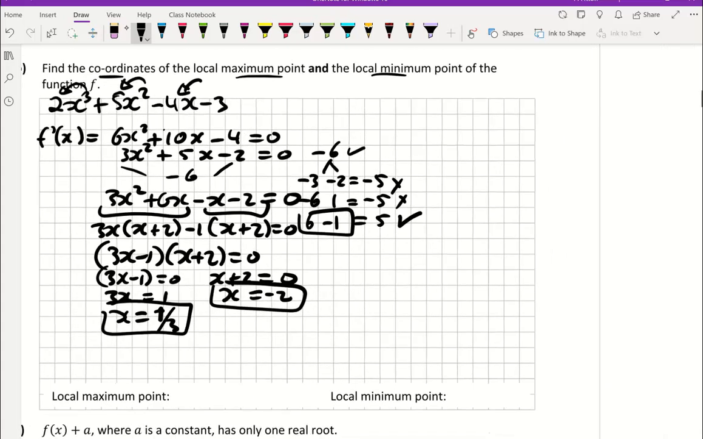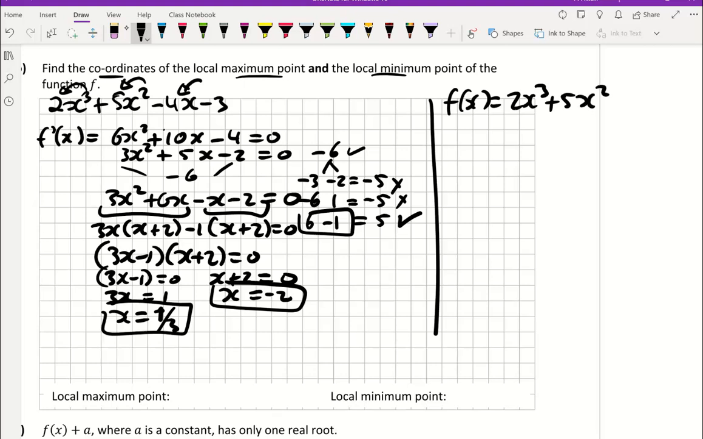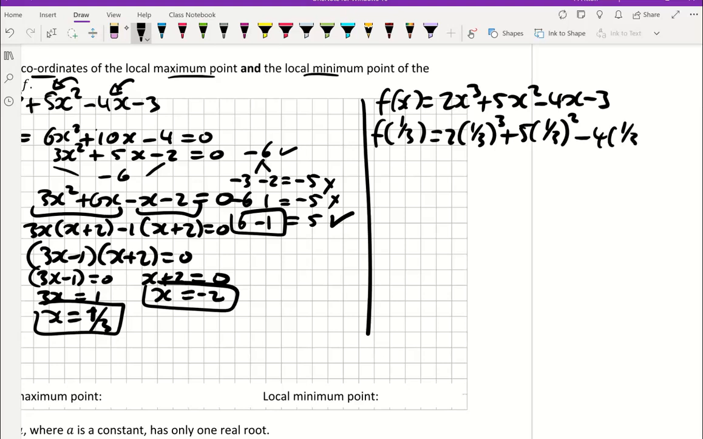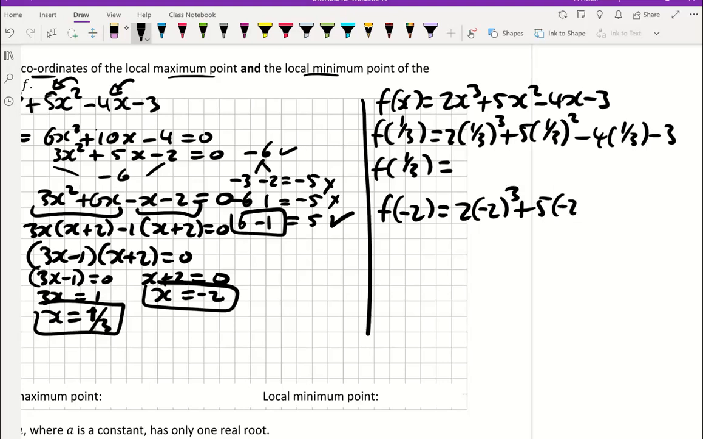So to get y values, they need to go back into the original function. So the original function of f of x is equal to 2x cubed plus 5x squared minus 4x minus 3. And I'm going to feed each one of those in. So the first one I'm going to put in is 1/3, and that's going to equal 2 times 1/3 to be cubed, plus 5 times 1/3 to be squared, minus 4 times 1/3, minus 3. I'll calculate that in a second. And the second one I'm going to put in is minus 2. So it's going to be 2 times minus 2 to be cubed, plus 5 times minus 2 to be squared, minus 4 times minus 2, minus 3.